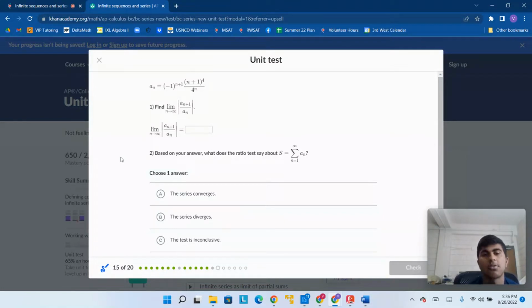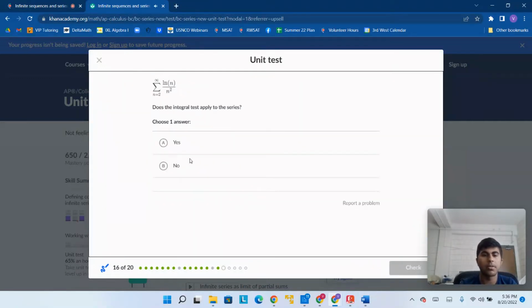Okay, so you're going to get an extra 4 in there. That 4 is going to go to the bottom, and that's going to give you a 1 over 4, which means it converges. All right, let's keep going.